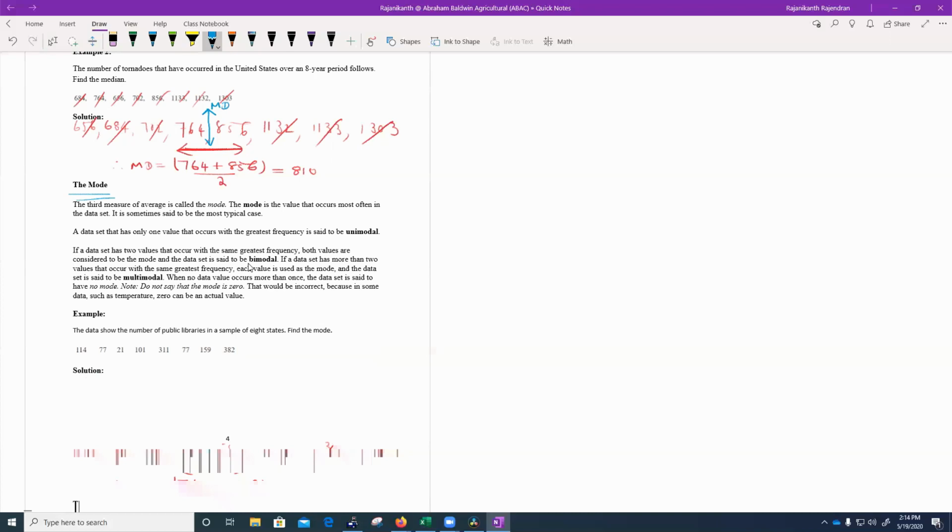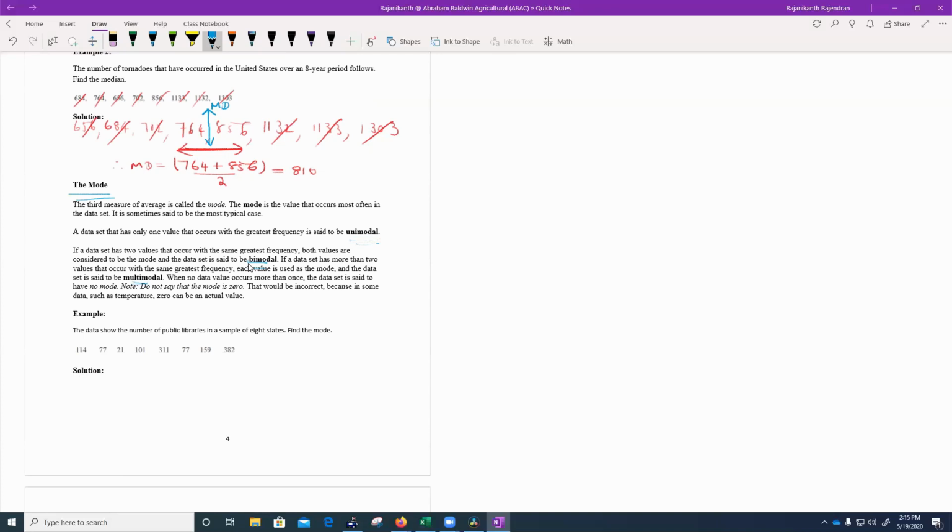Okay. So if you read this, a data set that has only one value with the greatest frequency, then it is unimodal. If the data set has two values that occur with the same greatest frequency, both values are considered to be the mode, which is called bimodal, because you have two, bi, here only one, uni. If you have more than two mode answers, that is called multimodal. Okay, multimodal.